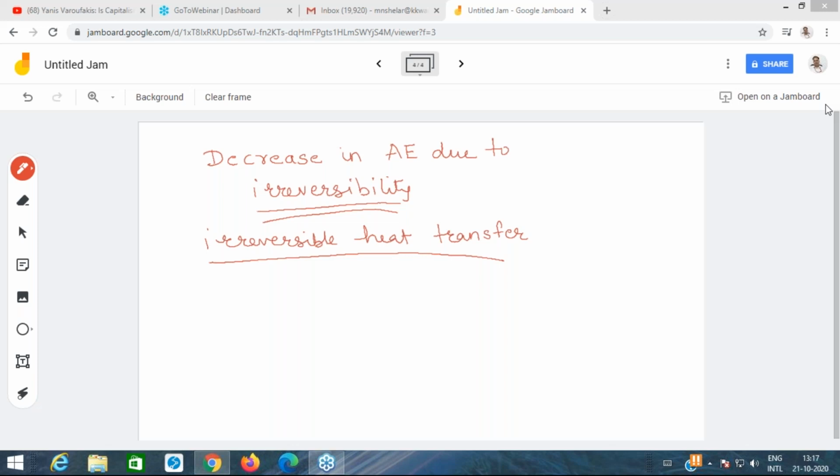Yeah, Gunjan is right. I want you to appreciate that irreversible heat transfer leads to exergy destruction, decrease in available energy, decrease in exergy. Okay, so Gunjan is right. Huge temperature difference between what and what? Gunjan, huge temperature difference between what and what?